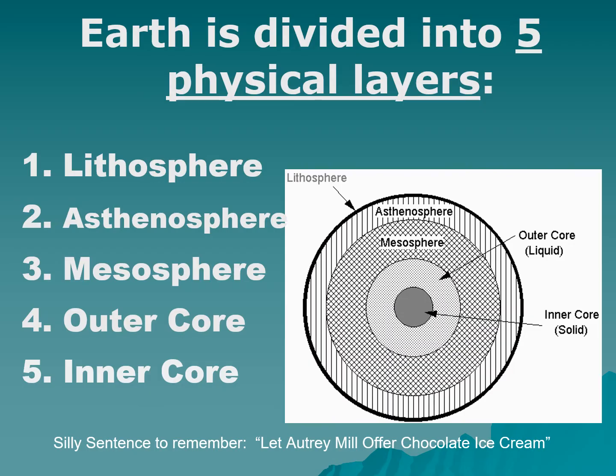Let's take a look at the physical layers. There's a silly sentence to help you remember the physical layers of the Earth. Let for lithosphere, Autry for asthenosphere, Mil for mesosphere, offer for outer core, chocolate, inner core, ice cream. So if you remember Let Autry Mil offer chocolate ice cream, you can remember the order of the physical layers: lithosphere, asthenosphere, mesosphere, outer core, inner core. These are the physical layers of the Earth.